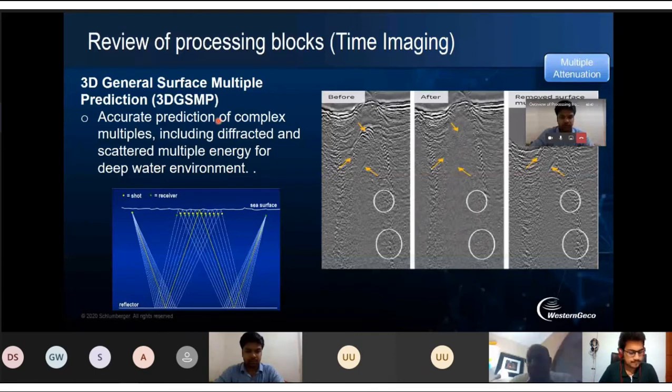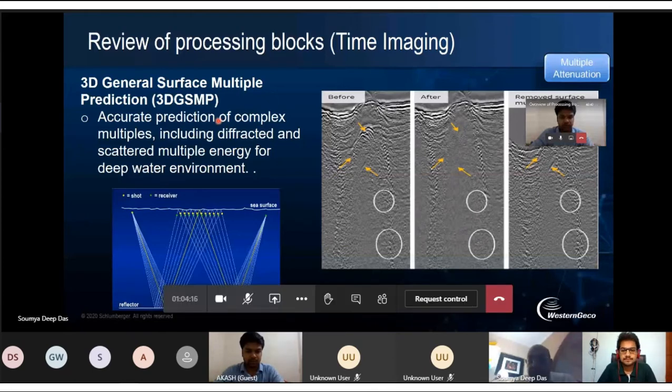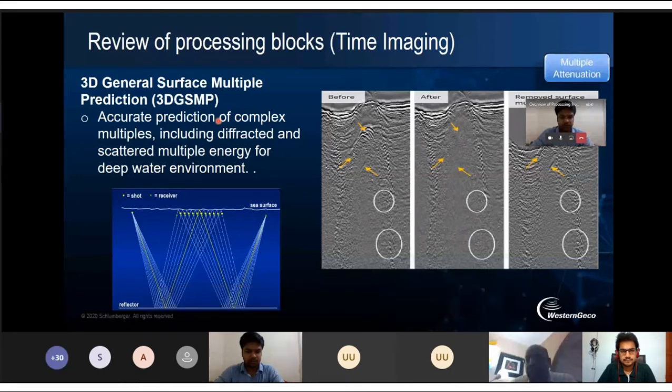For this kind of method, we don't need the velocity. We just need the water velocity and the source and receiver information. So it is not very dependent on velocity. Your question is valid. If we don't have a good velocity model, then multiple attenuation becomes unpredictable, right?